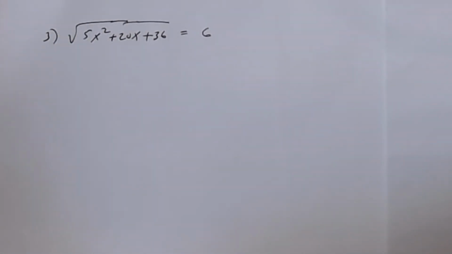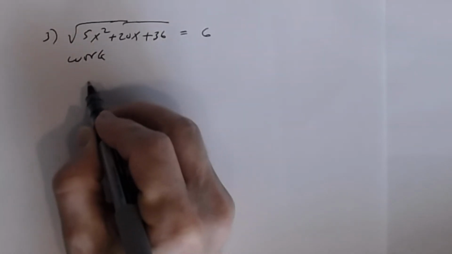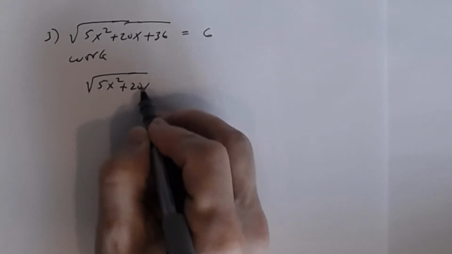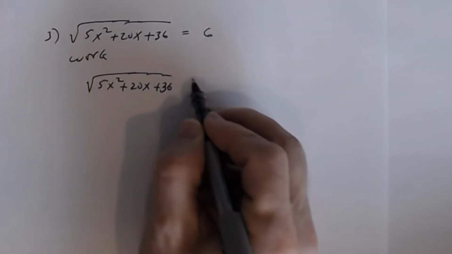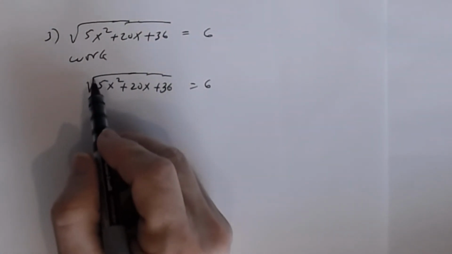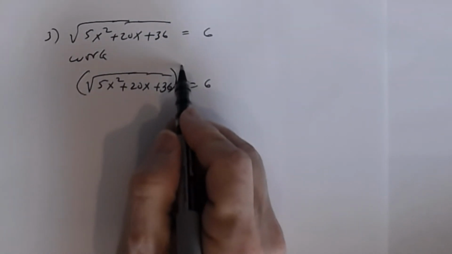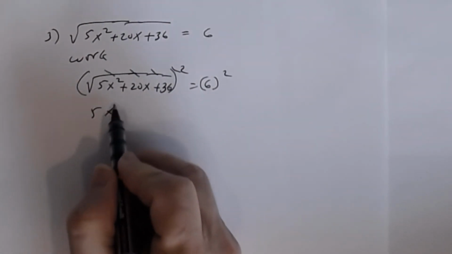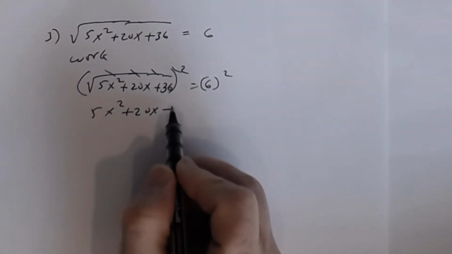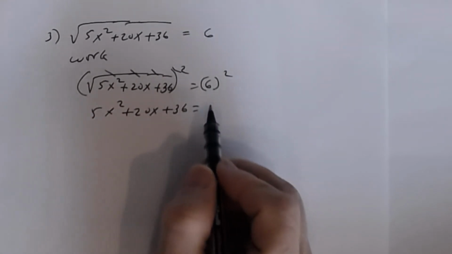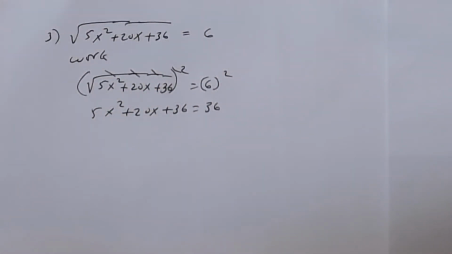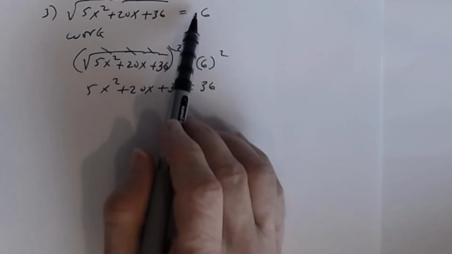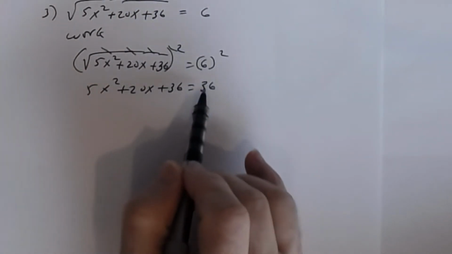Here it already is. So my first step, when I rewrite this over, is going to be to raise both sides to the second power. So I'm going to square both sides because the index is 2, right? Square root, 2, just like this. And so the square and the square root undo each other. So you get 5x squared plus 20x plus 36 equals, and then 6 times 6 is 36. Now I went from a radical equation to a quadratic.